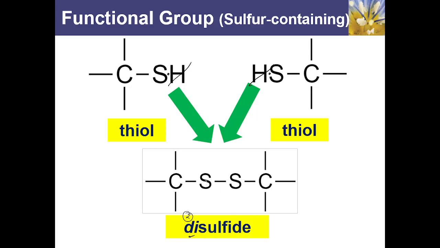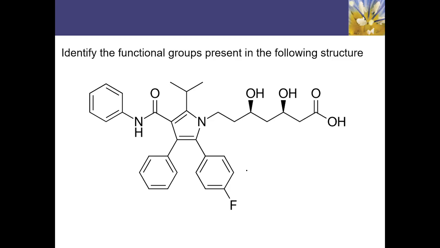Sulfide meaning S. So you have the presence of two sulfurs bonded together in the structure, and we will call that your disulfide functional group. Okay? So yan ang ating mga functional groups. These are just some of the functional groups. Madami pa talaga, but in the context of our subject for this semester, we will focus mainly on these functional groups. Okay?